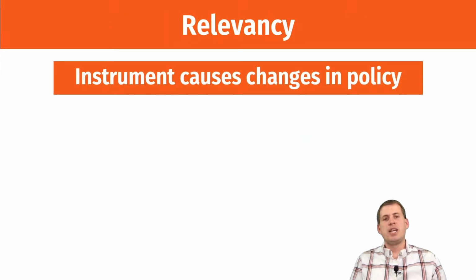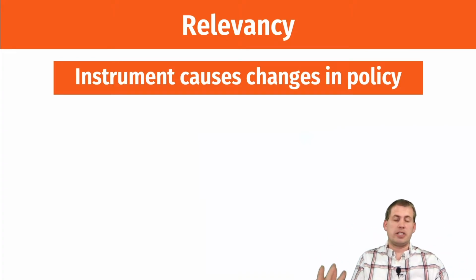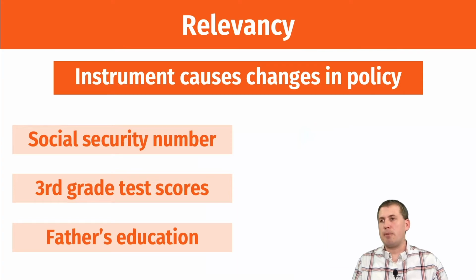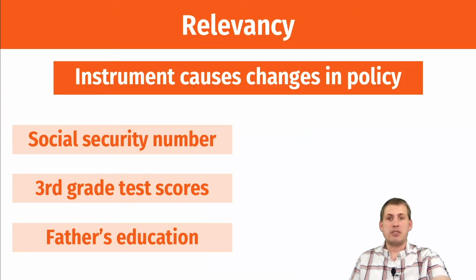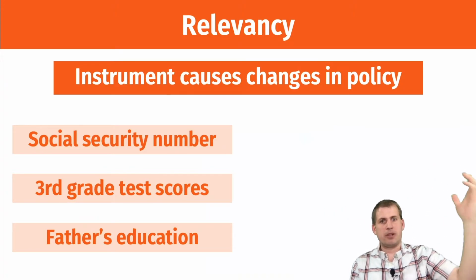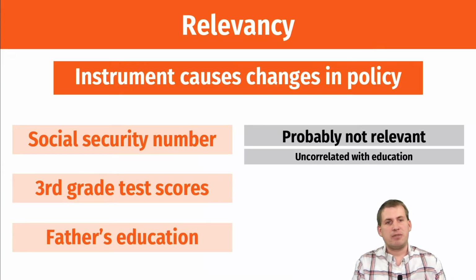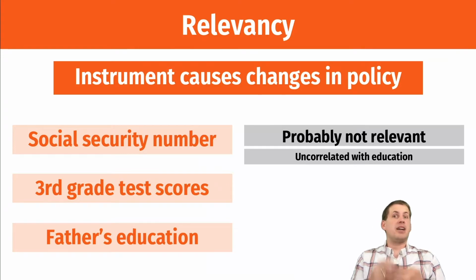So with relevance, again, this means that the instrument causes the policy or has a strong correlation with the policy. Here are some common instruments that people have proposed for measuring the effect of education on wages. Social Security number is totally unrelated to wages. It's an outside node inside a DAG. It's kind of a weird thing. But it's probably not relevant. Your Social Security number does not make you get more education or get more school. It's kind of randomly assigned.